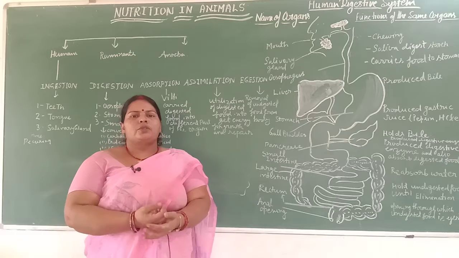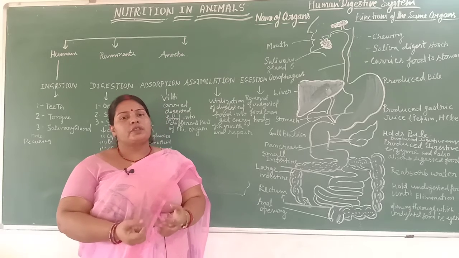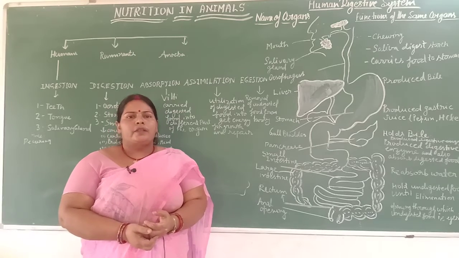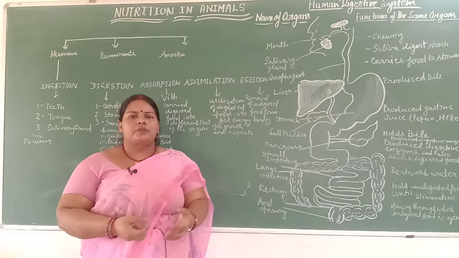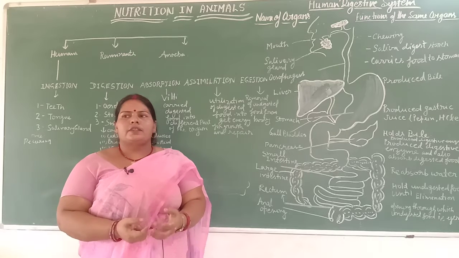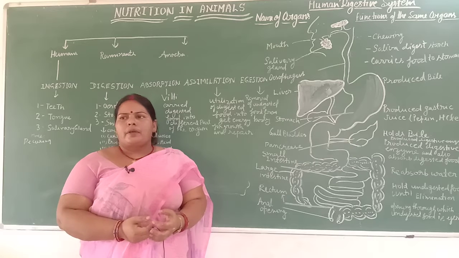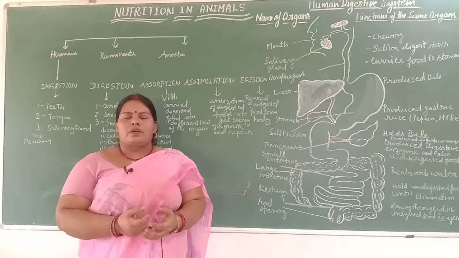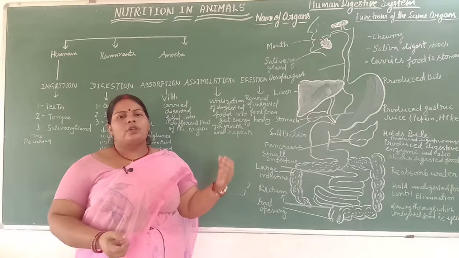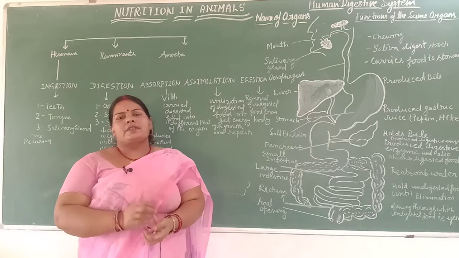In the previous video, students, you learned about nutrition in plants, and you saw the two types of nutrition found in plants: first the autotrophs, and second the heterotrophs. Plants are called autotrophs. Here you will learn how animals take in food.